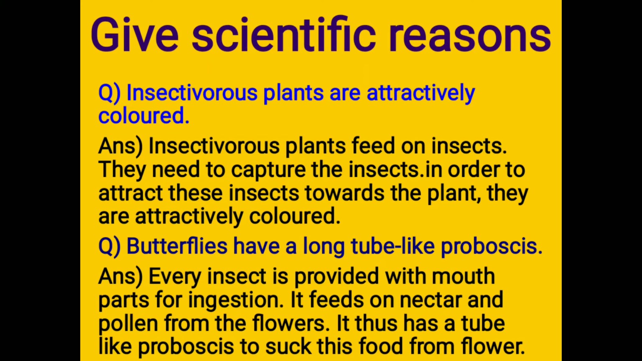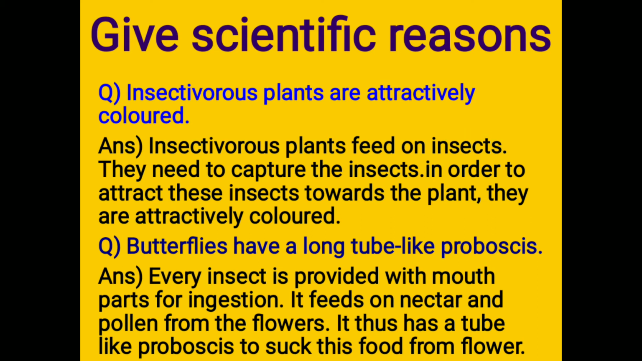Give scientific reasons. Question. Insectivorous plants are attractively colored. Answer. Insectivorous plants feed on insects. They need to capture the insects. In order to attract these insects towards the plant, they are attractively colored.